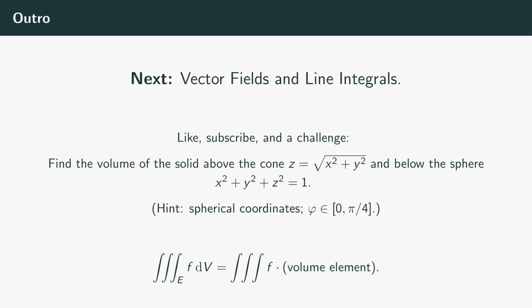Find the volume of the ice cream cone solid, lying above the cone z equals the square root of x squared plus y squared, and below the unit sphere x squared plus y squared plus z squared equals 1. Use spherical: the sphere is rho equals 1, the cone is phi equals pi over 4.